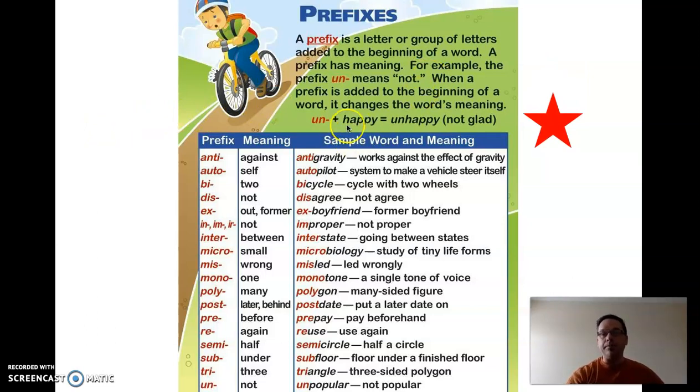Let's look at the word happy. So we have unhappy, not glad. Glad is a synonym of happy. So this means not happy, right? Just to simplify it. Un down here is not. But if you look at the list of prefixes, you also notice that dis also means not, as in disagree, not agree, don't agree. So then why is it that we cannot say dis happy? Okay, why can we not do that?